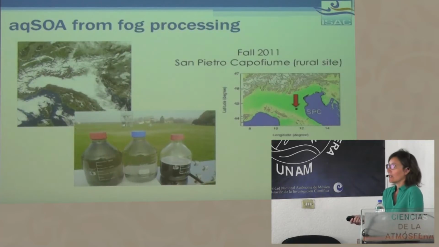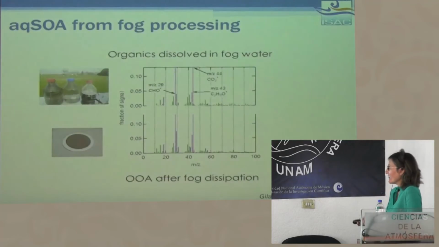During one of these cold seasons, specifically in fall 2011, at the rural site of San Pietro Capofiume, which is here, we have been able to measure the organic aerosol properties online using an aerosol mass spectrometer. And at the same time, we sampled fog water. You see the fog water samples. We collected a lot of fog water, and they are actually very dark, so a very polluted area. So we took the fog water samples back to the lab, we aerosolized them, and we analyzed the organics dissolved in fog water using another aerosol mass spectrometer.